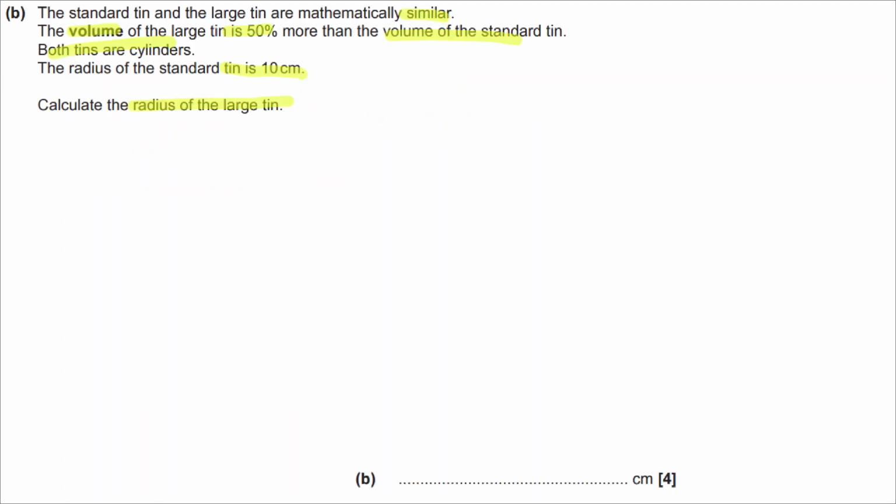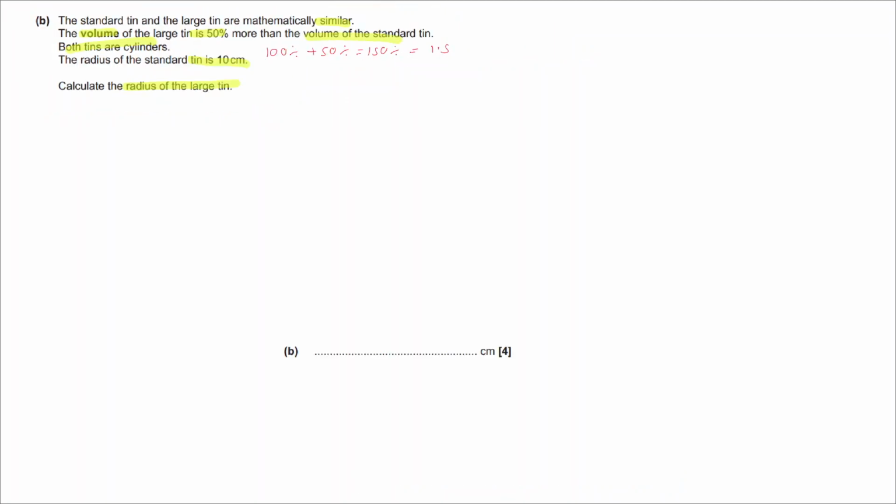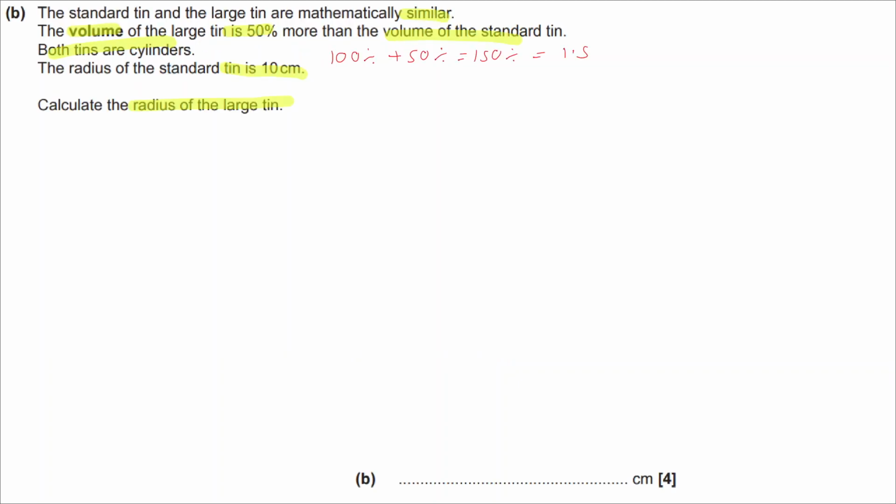Now, looking at this first part, if the volume of the large tin is 50% more, that must mean you always begin at 100% of a number. If it's 50% more, you've added on 50%, which gives you a total of 150%, which as a decimal is 150 divided by 100, which is 1.5. So the larger tin is 1.5 times bigger than the smaller tin.